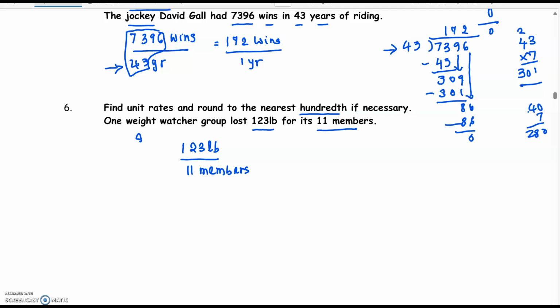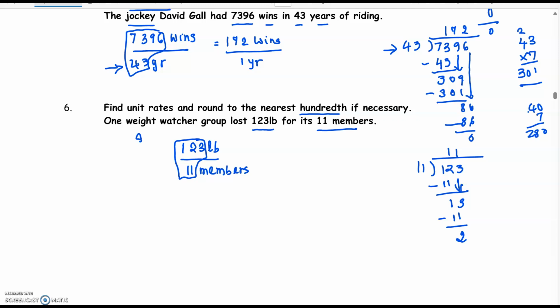Now, how do we get a unit rate? We combine these two numbers by division. What do we get? When we divide 123 by 11. 11 ones are 11. Subtract 2 minus 1 is a 1. Bring the 3 down. 11 ones are 11. Subtract 13 minus 11 is a 2. And I'm going to stop there. Oh, okay, I don't think I can stop there.